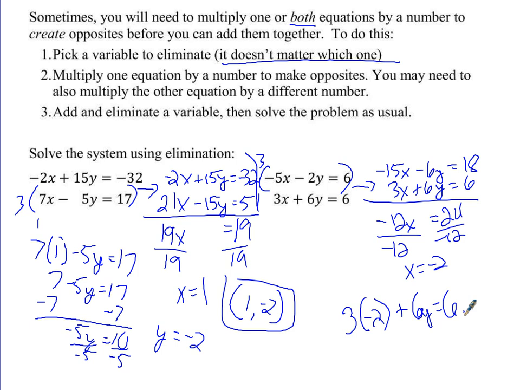Well, 3 times negative 2, what is that? Negative 6 plus 6y equals 6. Lots of 6's. Now what? Okay, add 6 to both sides and we get equals 12. Okay, now what? Divide both sides by 6. I'm kind of out of room, but what do we get for y? Y equals 2. Now what?